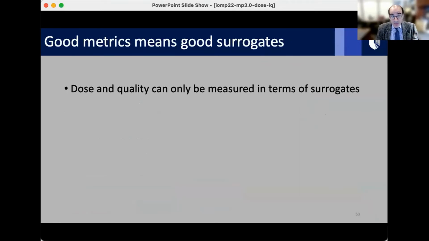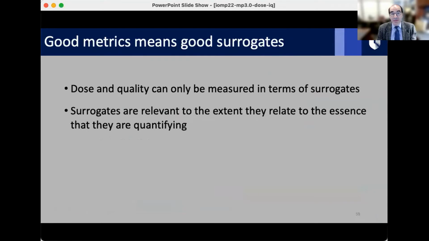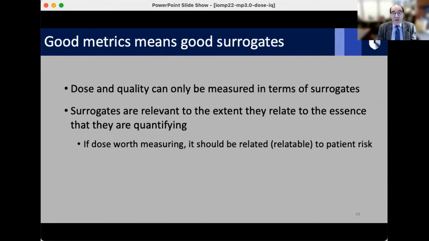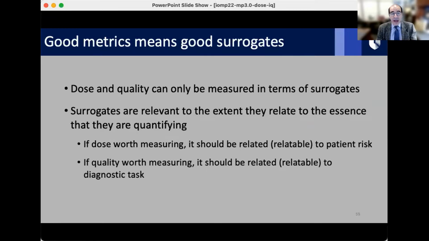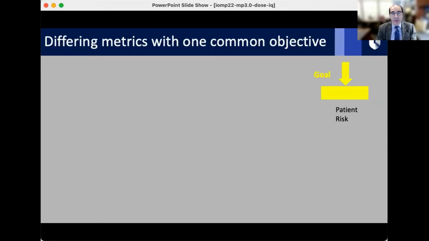So dose metric means good surrogates. Dose and quality can only be measured in terms of surrogates. I want to emphasize that. Surrogates are relevant to the extent that they relate to the essence that they are quantifying. If dose is worth measuring, it should be related or relatable to patient risk. And if quality is worth measuring, it should be related or relatable to diagnostic task. So let's talk about dose metrology. Ideally, we would like to know the actual patient risk. But we cannot get the patient risk directly.